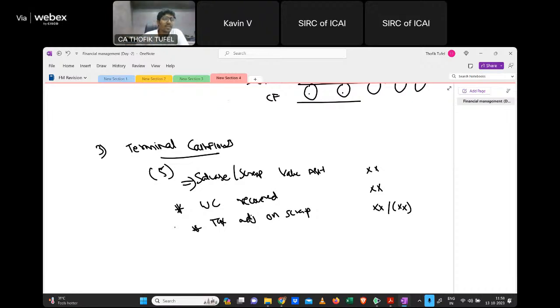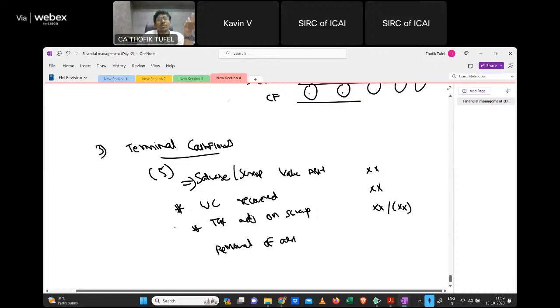Then the tax adjustments will be there. Then if there are any other cash flows, you just put any other cash flows. Suppose in the terminal cash flow also, there can be a possibility that there is a cost, because if you want to sell the asset, you have to remove that asset, and removal has some cost. There is a possibility.